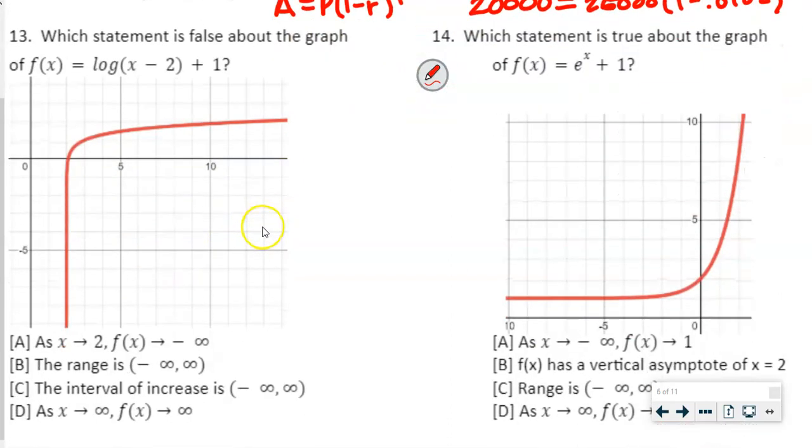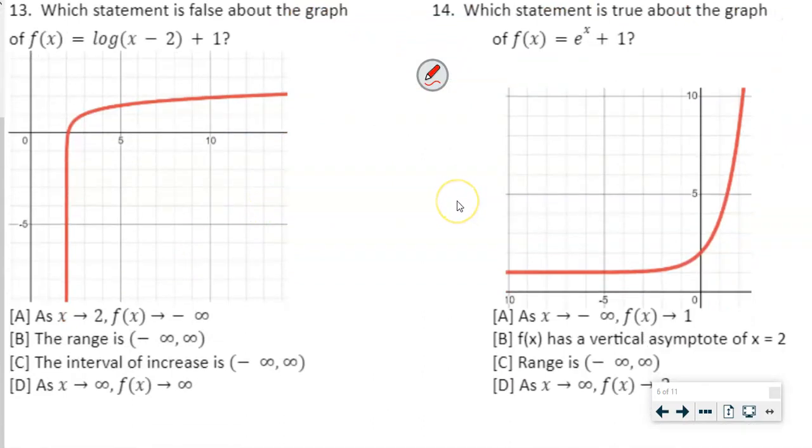All right, the next one, 13, says which statement is false about the graph. So I like to write my domain and my range, my end behaviors, all that stuff on here so I can then just compare what I have. So based on this graph, our domain is limited, right, because we have a vertical asymptote of 2. So this is going to go from -2 to infinity.